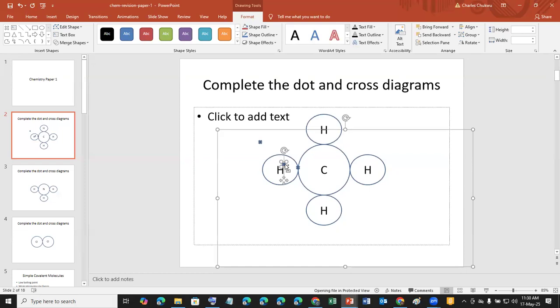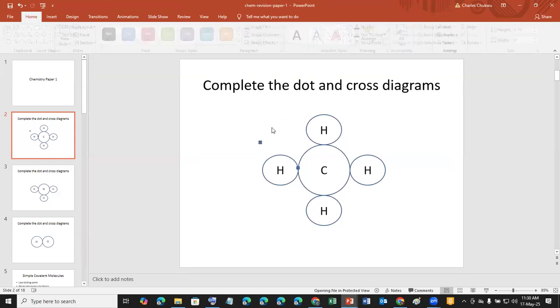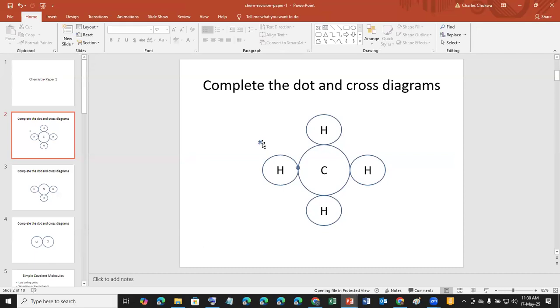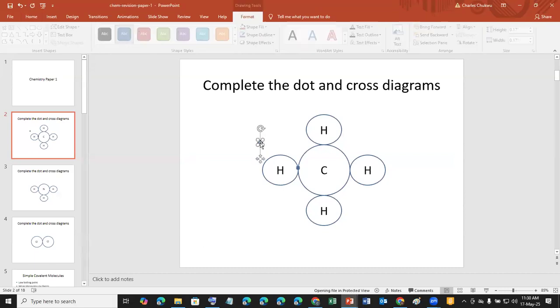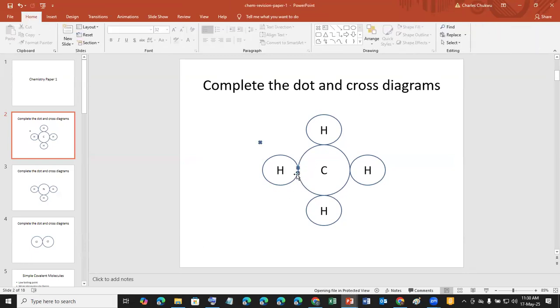Oops, sorry. That's what I didn't want to do. Let me take that out. Okay, nice. The second X is coming from hydrogen, sorry. Let's go to the next one.